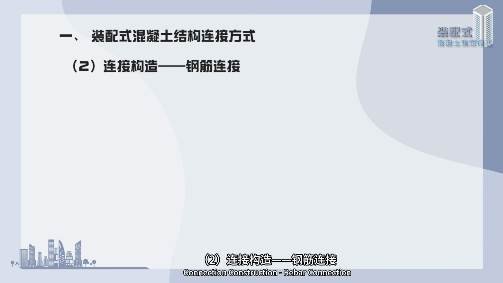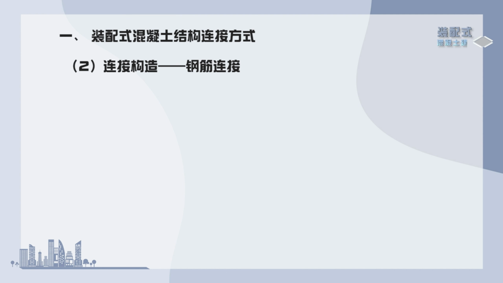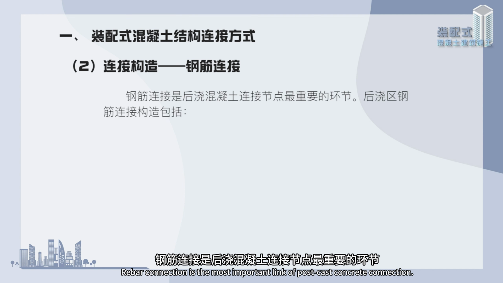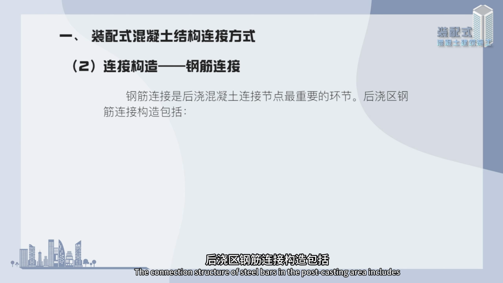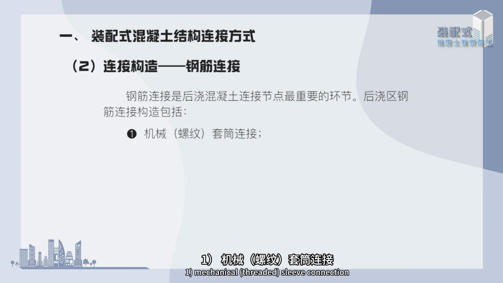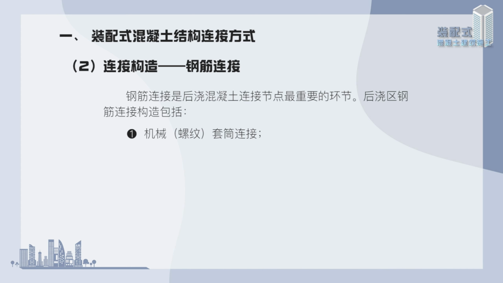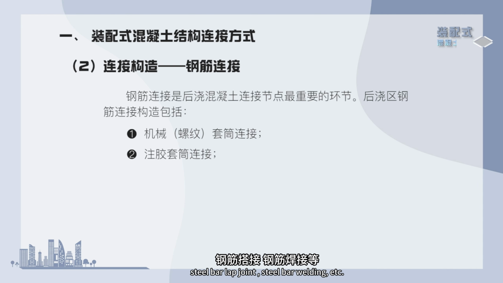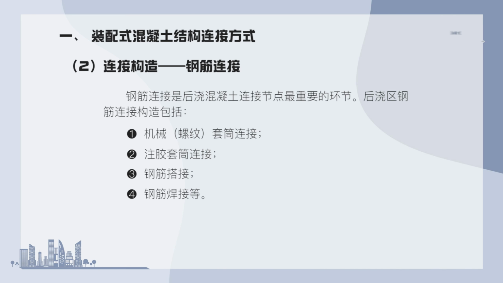Connection construction, rebar connection. Rebar connection is the most important link of post-cast concrete connection. The connection structure of steel bars in the post-casting area includes mechanical, threaded, sleeve connection, glue injection sleeve connection, steel bar lap joint, steel bar welding, etc.